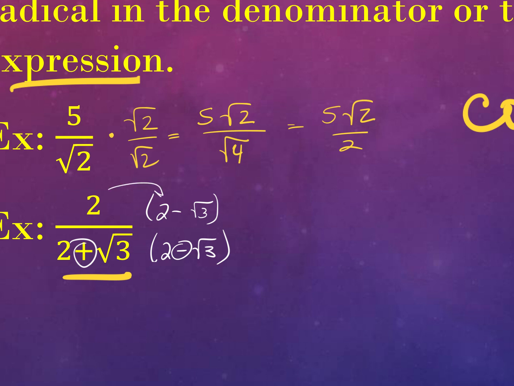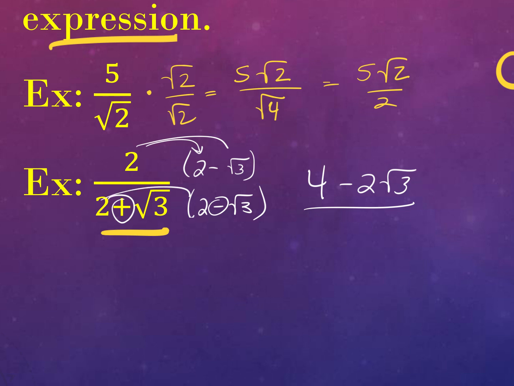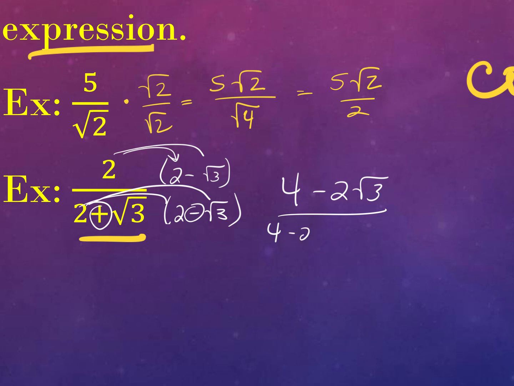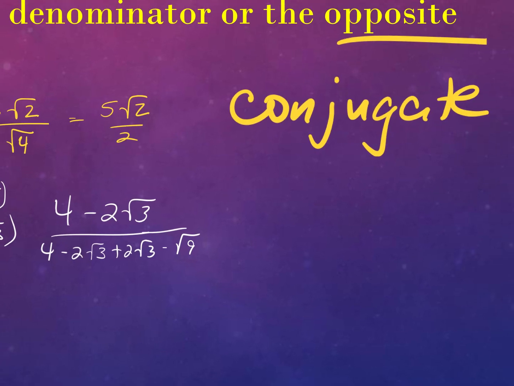So I have 2 times 2 is 4. And then 2 times negative root 3 is just minus 2 root 3, correct? Everybody agree? All right, now the bottom. What's 2 times 2? 4. What's 2 times negative root 3? Minus 2 square root of 3. What's 2 times square root of 3? Plus 2 root 3. And then what's the square root of 3 times negative square root of 3? Minus the square root of 9. Agreed? Okay, so keep going.